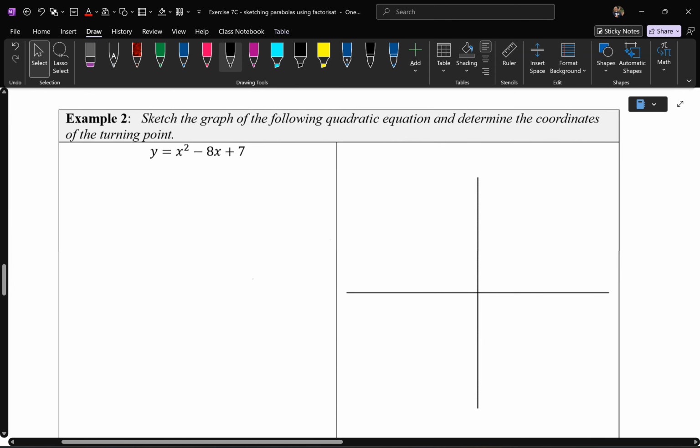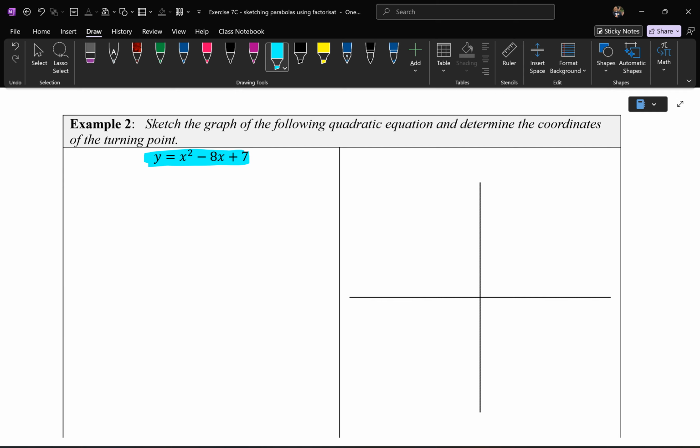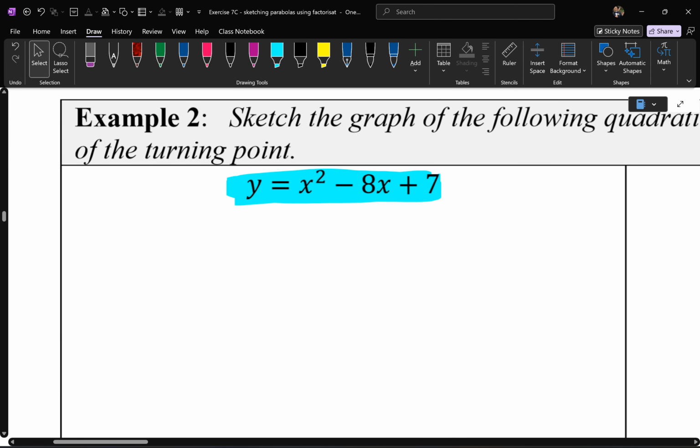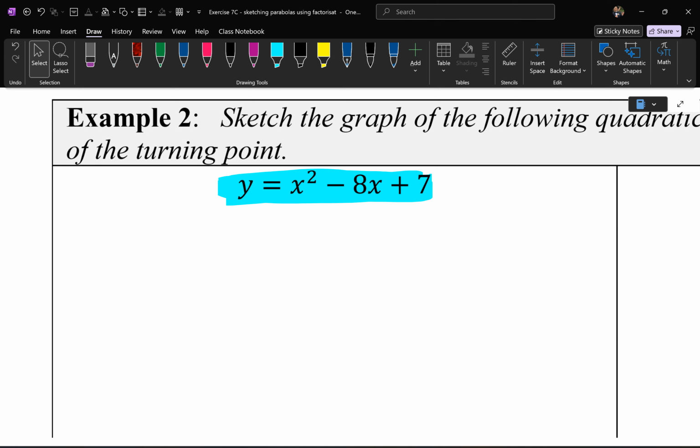All right. We're ready? Here we go. Second example. Can you copy this equation down? Y equals x squared minus 8x plus 7. So I gave you a monic trinomial this time. Monic trinomial. So there are 3 terms, but the coefficient in front of x squared is 1. Copy that down.